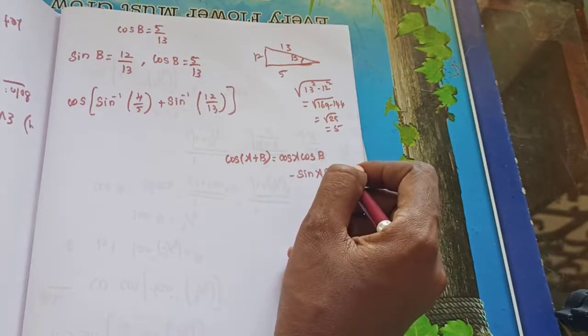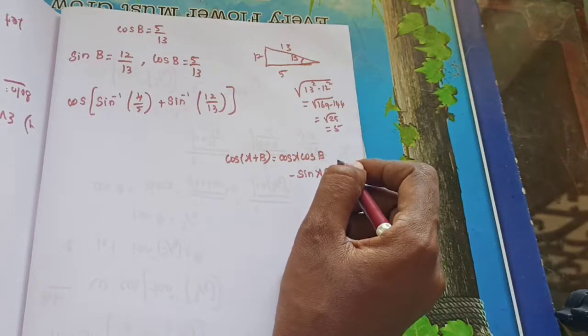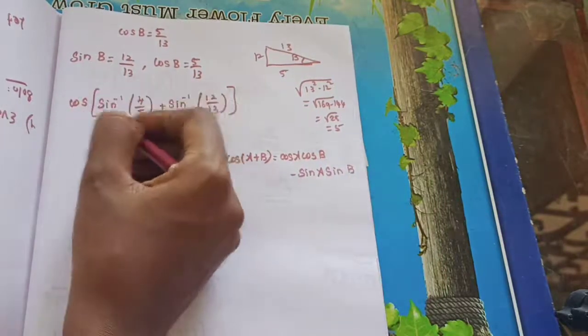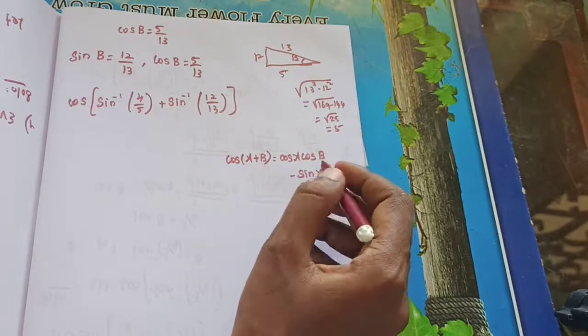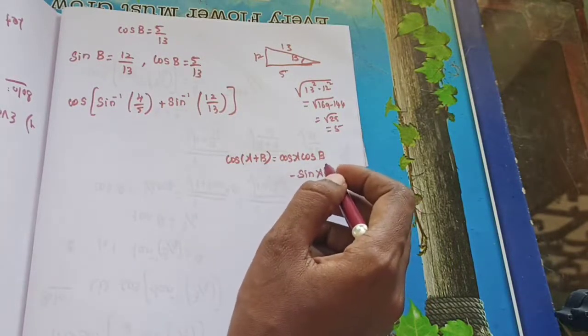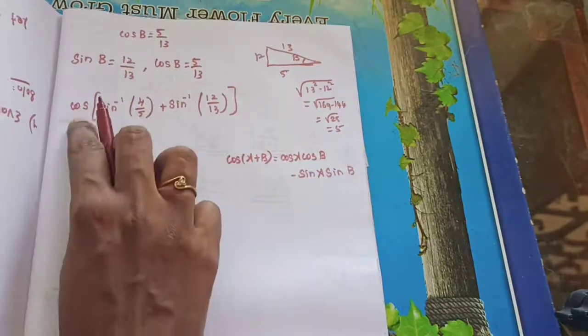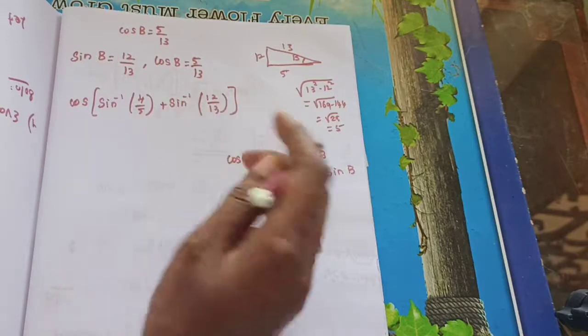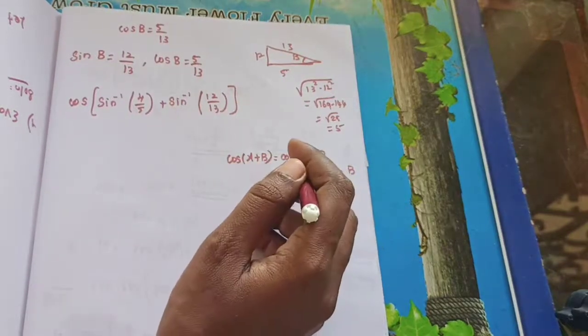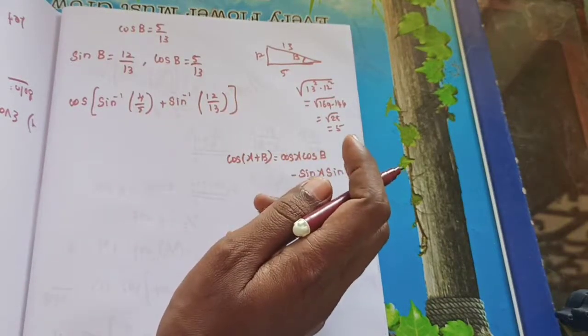Okay. So we are going to substitute this formula. Cos of A plus B, the meaning is cos of A plus B. So what's the formula? Cos A cos B. Is it right? So cos A cos B means what will I write? Cos A. So like that you need to write. Okay. Cos of A plus B is equal to cos A cos B minus sin A sin B.